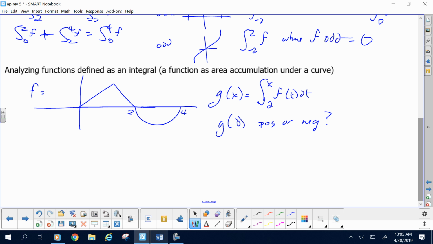Now, if you're not sure, then put it in and say, well, that's the same as this. And looking at that, thinking rectangles, is f positive or negative? F is positive, but dt, the change, the deltas are negative, so this is negative. You could also think of this as the opposite of going 0 to 2, and that's the opposite of a positive area, so it's, again, negative. Are you with me?